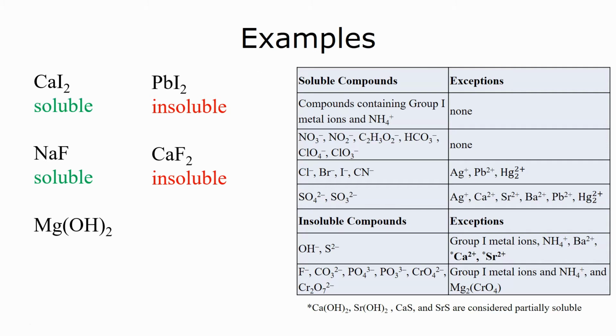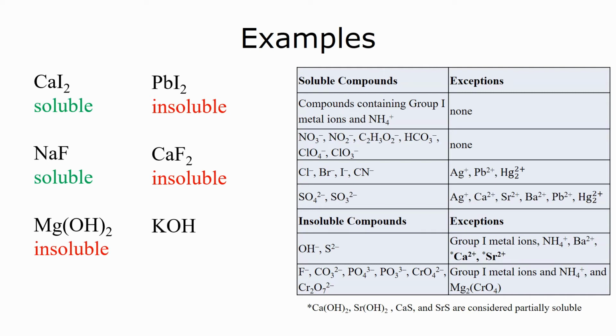Now take magnesium hydroxide, for example. Hydroxides are generally insoluble, and again, check the exceptions. If there's an exception to the insolubility rule for hydroxide, then it would be soluble, but magnesium is not among them. So magnesium hydroxide is insoluble.